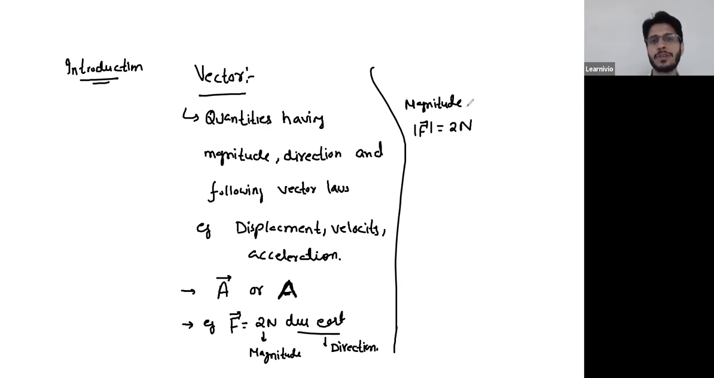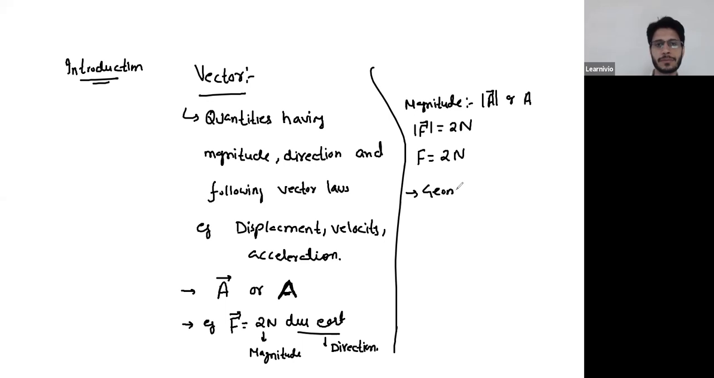If you want to represent the magnitude of a vector, we represent it either in mod or just by writing it. We don't make it bold. If you make it bold, then it's the complete vector. If you want to represent only the magnitude, then either put bars around the vector or just remove the vector notation. Here the magnitude is 2 Newton, so you can write mod of F is 2 Newton, or you can simply write F is 2 Newton. So this is how we represent a vector quantity.